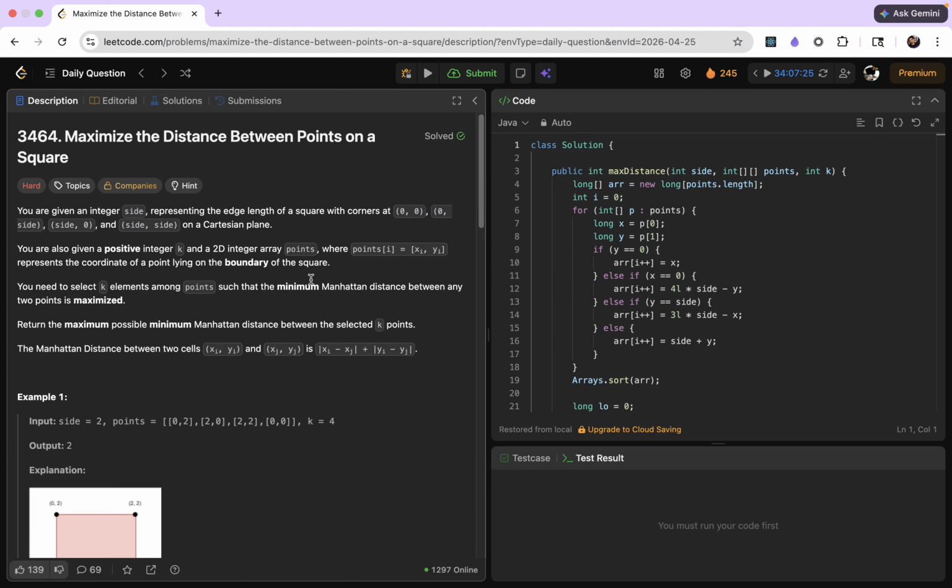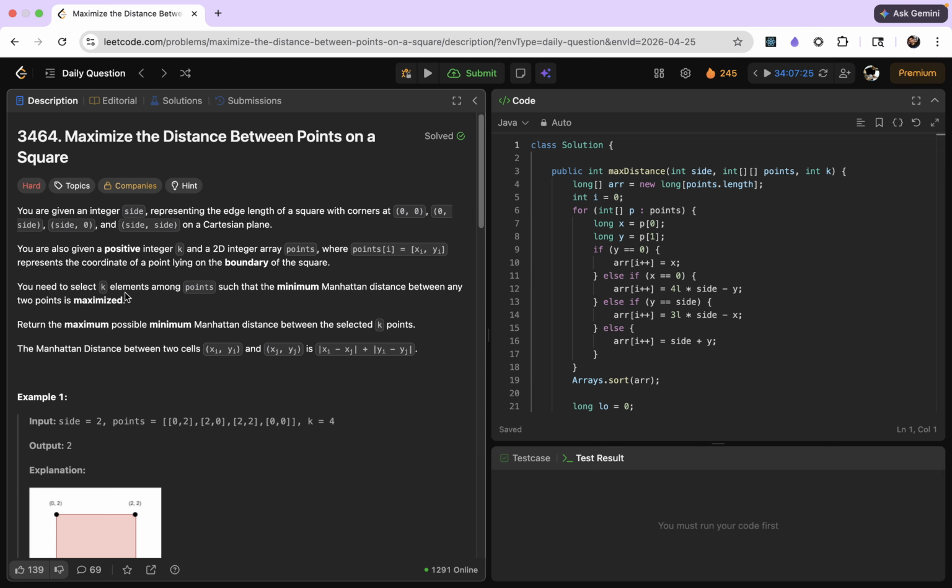Hi all. So today we are going to solve this problem, maximize the distance between points on a square. In the question you are given an integer side representing the edge length of a square with corners at (0, 0), (0, side), (side, 0) and (side, side) on a Cartesian plane. You are also given a positive integer k and a 2D integer array points where points[i] represents the coordinate of a point lying on the boundary of the square.